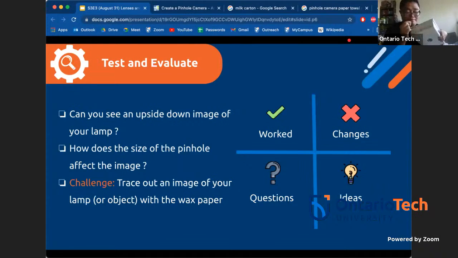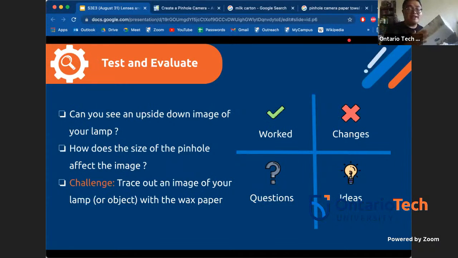As I said, try to start off with a small hole and make bigger holes towards the end and see what happens. When you create a bigger hole, more light is entering the camera box. See what phenomenon we get. Would you have a brighter image? Would you have a darker image? That's another theory or thing that you want to test out.